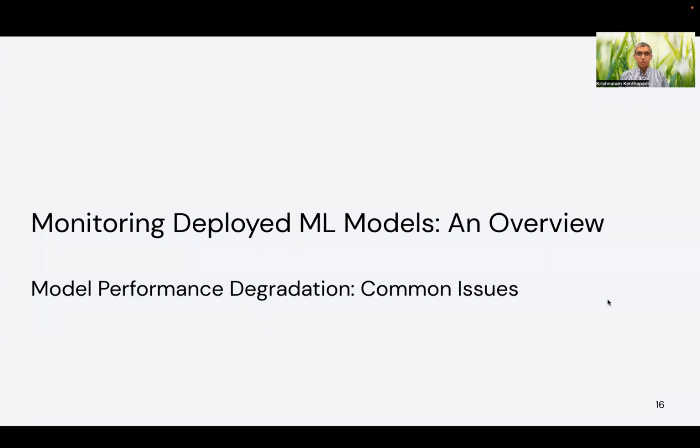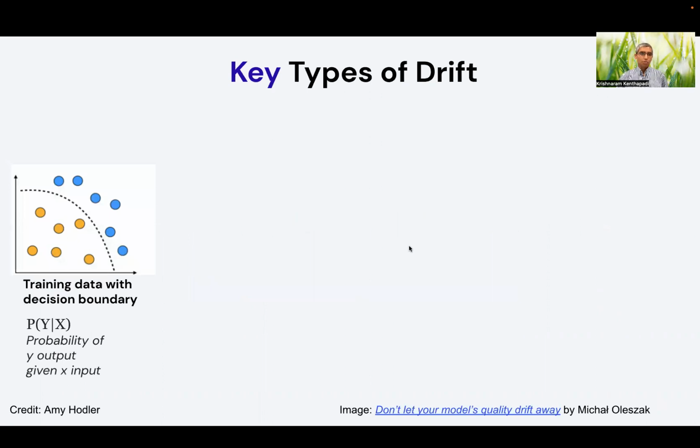In this part of the tutorial, we will first give an overview of the issues observed during monitoring deployed machine learning models, starting with some of the model performance degradation related issues. One of the common types of issues that is observed is drift of different types. So by drift, we mean changes in certain distributions.